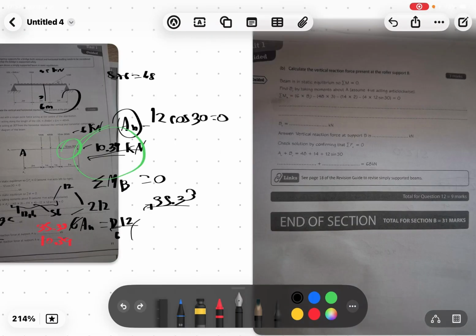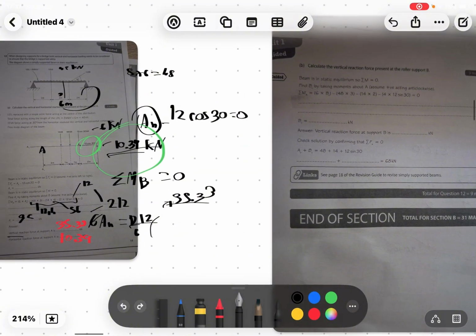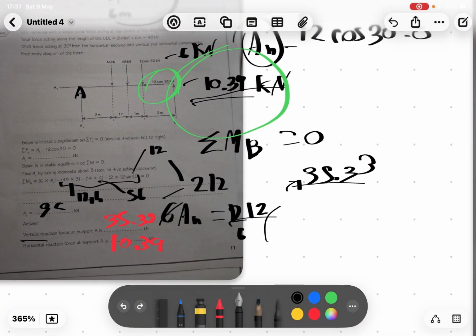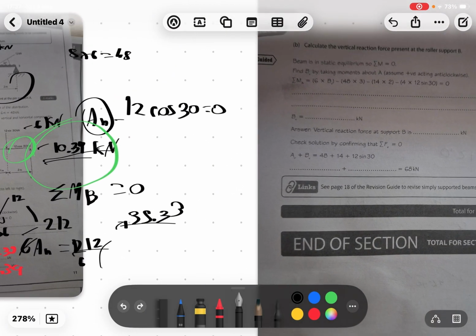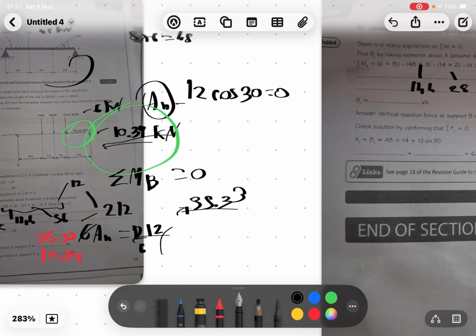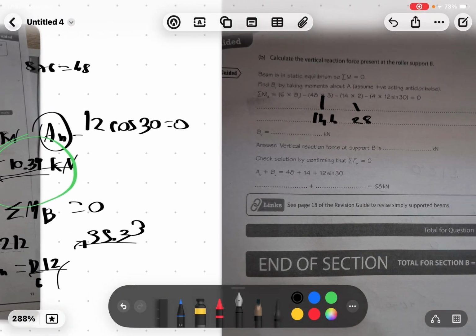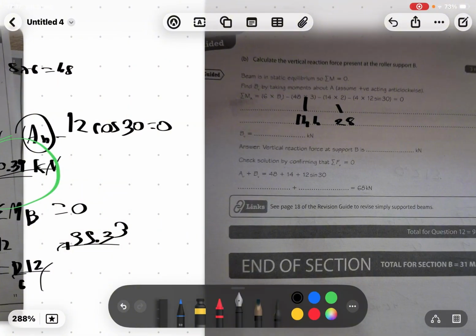This is different from the last one, because last one, if you zoom in, was 14 times 4, and this time it is 14 times 2. So basically 48 times 3, let's just calculate. 48 times 3 equals, oh, it's the same thing, 144. This is 28, which is different. And then 4 times, wait, yeah, this one is also different. 4 times 12 sine 30.